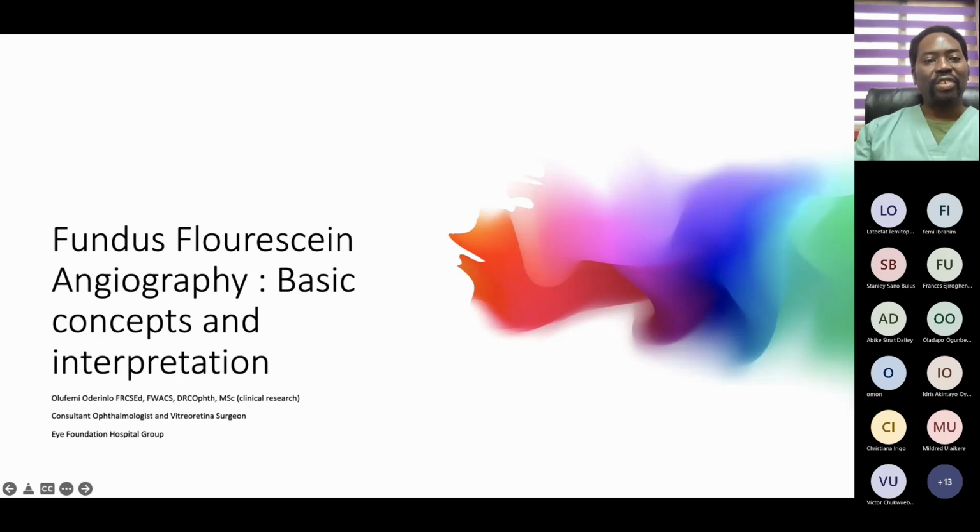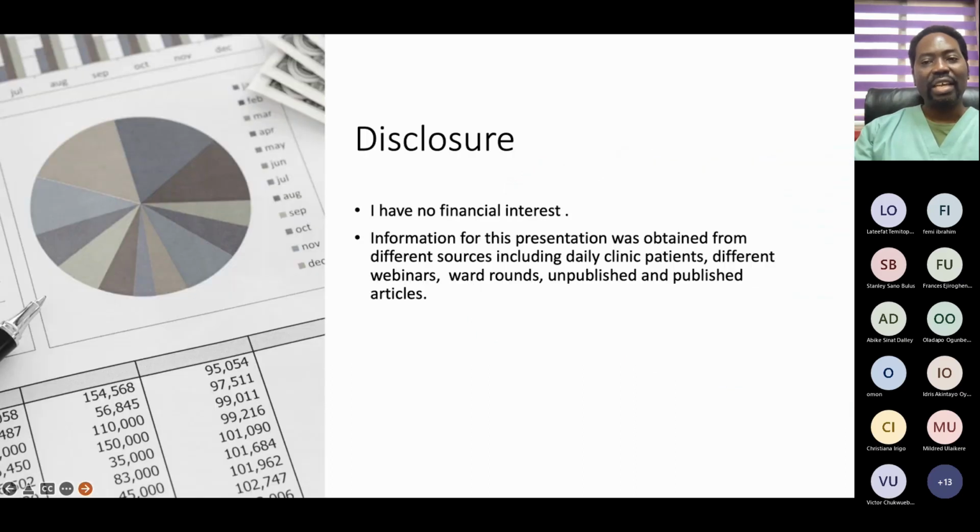So we're looking at fundus fluorescein angiography, basic concepts and interpretation. This really comes in as a special request from a number of residents who would like to know this. For those who attend update courses, you will have seen me take this course so many times.